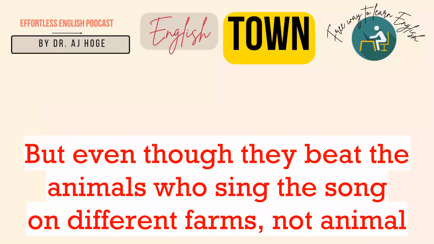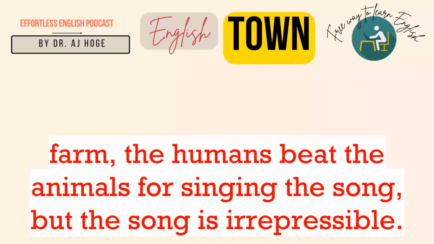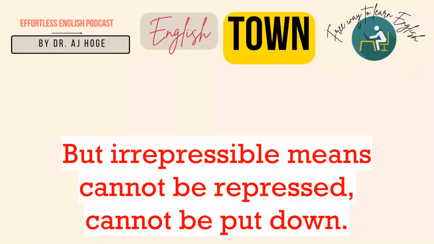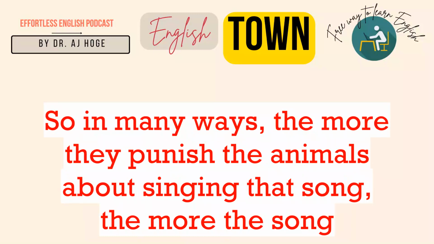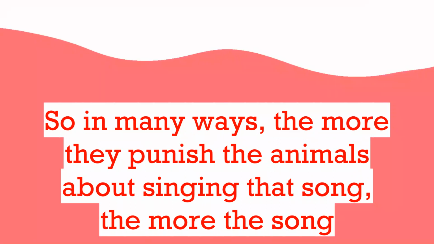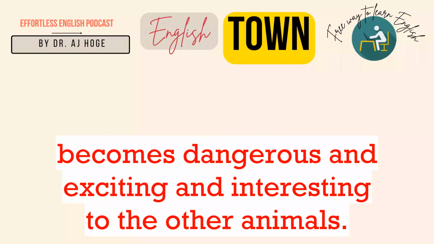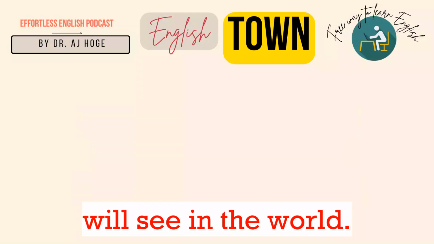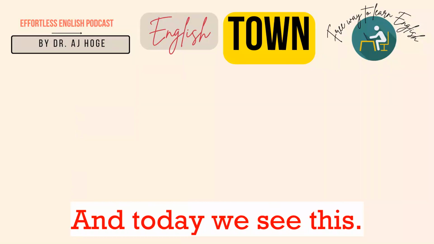But even though they beat the animals who sing the song on different farms, not Animal Farm, the humans beat the animals for singing the song, but the song is irrepressible. To repress means to put down, push down, to make it go away. But irrepressible means cannot be repressed, cannot be put down. So in many ways, the more they punish the animals about singing that song, the more the song becomes dangerous and exciting and interesting to the other animals. So their attempt at censorship actually makes it worse, which is a common thing we will see in the world. Even today we see this.